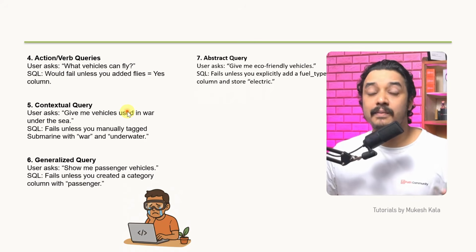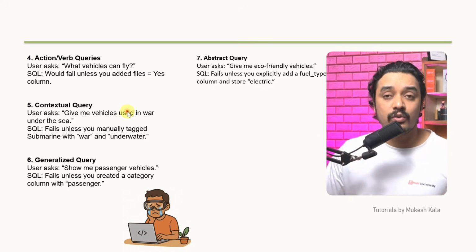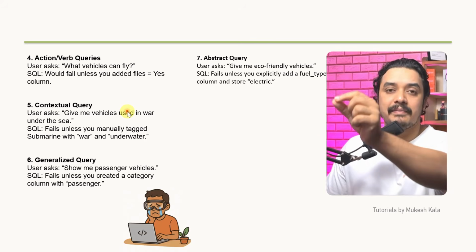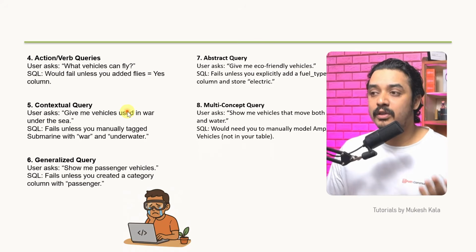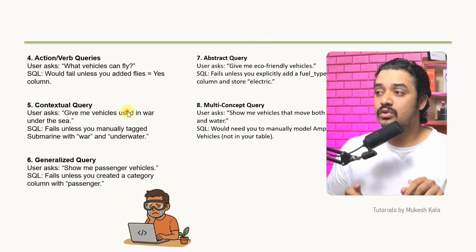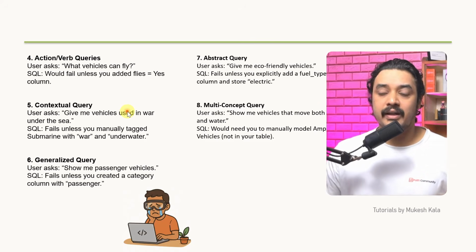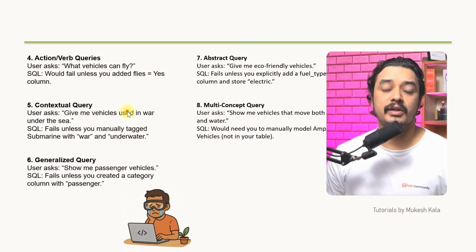You can have an abstract query, something like give me the eco-friendly vehicles. Now you do not have the fuel type there. So how would you find out the eco vehicle? You have multi-concept queries, like show me the vehicle that goes on both land and water. And then you need to add something called amphibious vehicle, which is not a column in the database.